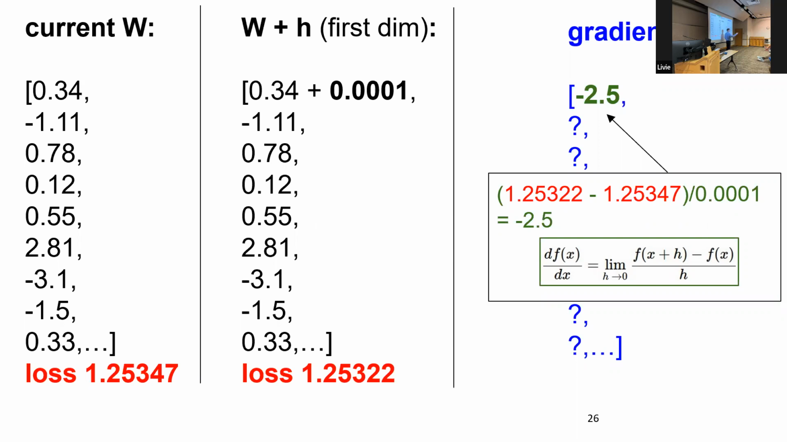Any questions on that? Yeah. So the question is whether this is the loss of the first dimensions of the vector, or all of the inputs. And the answer is it is all of the inputs, because the loss is a function of all of the weights. But we're only changing the first two. Okay.